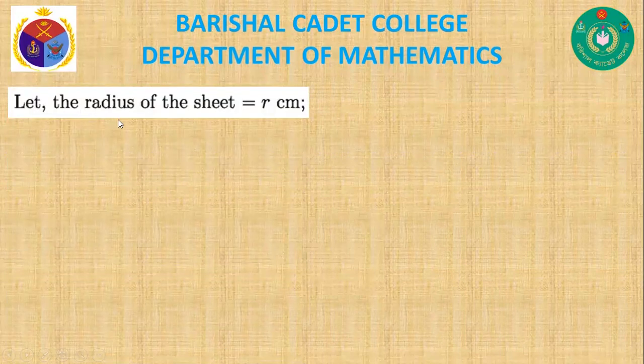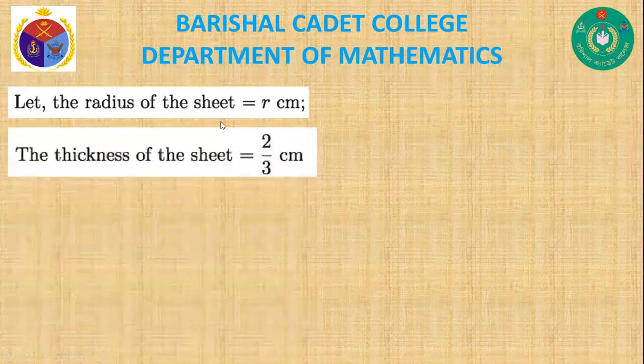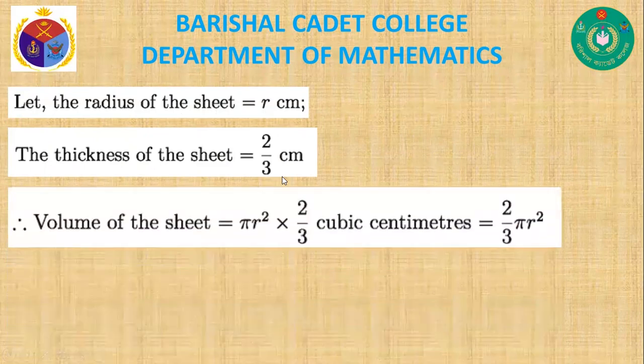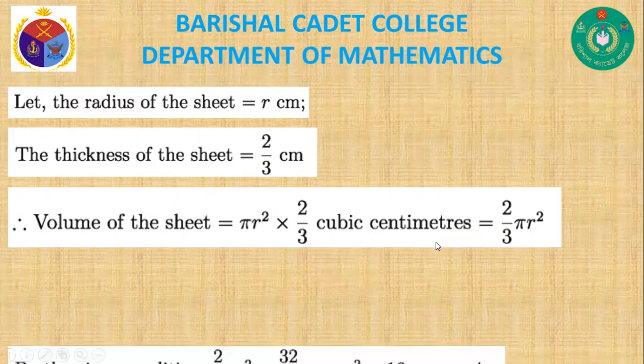Now let the radius of the sheet be r centimeter. Given that the thickness of the sheet is 2 by 3 centimeter, the volume of the sheet will be, we can imagine that the sheet is just like a cylinder, where the height of the cylinder is the thickness of the sheet. So the volume of that sheet will be pi r square times 2 by 3 cubic centimeter, that is 2 by 3 pi r square.